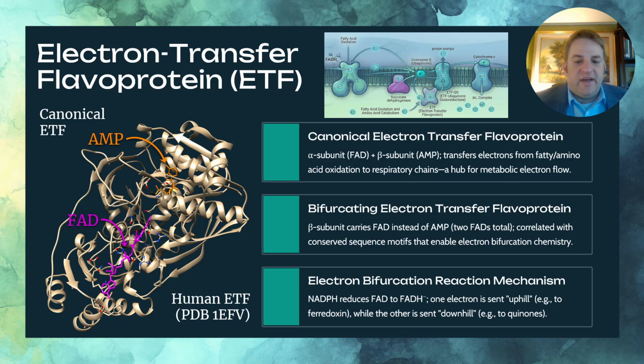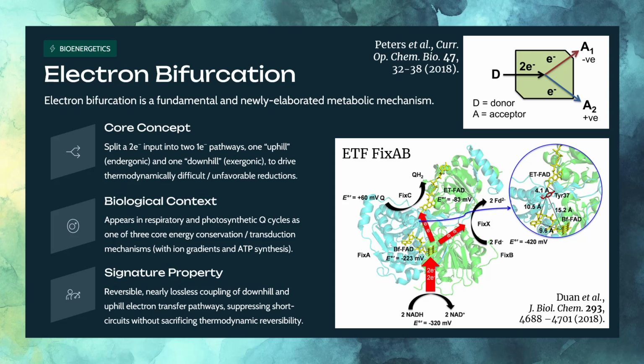The flavin has now been given a pair of electrons and a hydrogen nucleus. Now, one electron is going to be sent from the FAD uphill, for example, to a ferredoxin, while the other is sent electrochemically downhill, for example, to quinone. And this is important because it allows energy transduction.